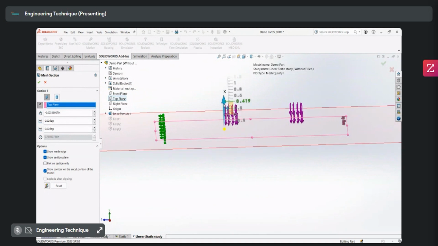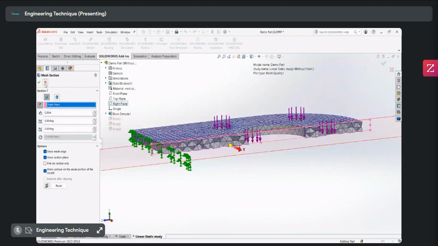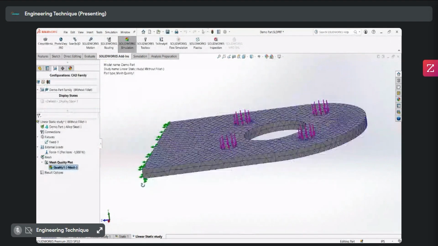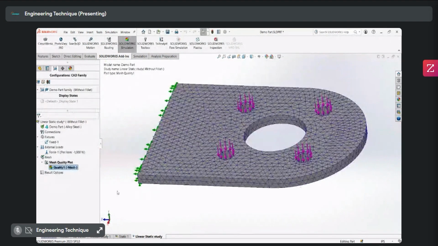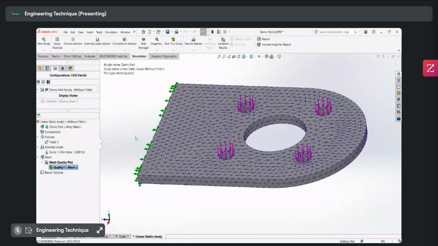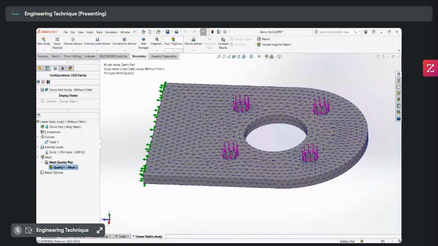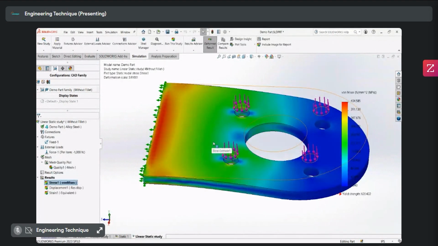I hope you can see properly. And you can see on the right plane how the mesh is actually divided. I hope you can see properly. Now what will I do? I just run the solver. Run this study. So my linear static study is calculated.